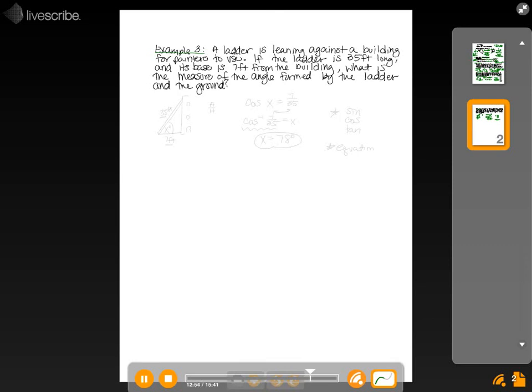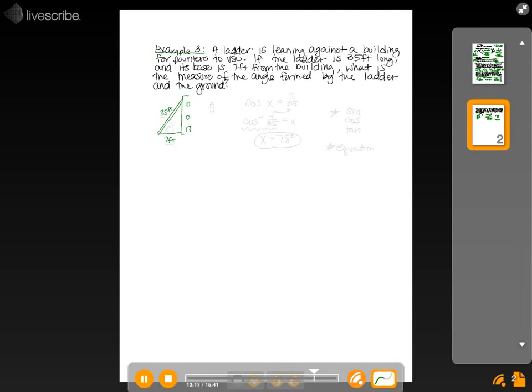Now for this one, I'm going to draw a picture. I'm just going to draw an elaborate picture just to help you see. Here's my building. Got windows in it and a door. Okay, here's my ladder. And then the ground is down there at the bottom. Now that ladder is 35 feet. And it is 7 feet from the base. The base of the ladder is 7 feet from the building.